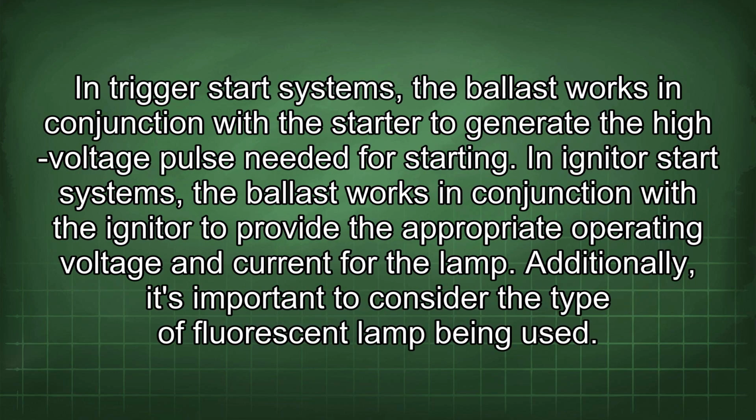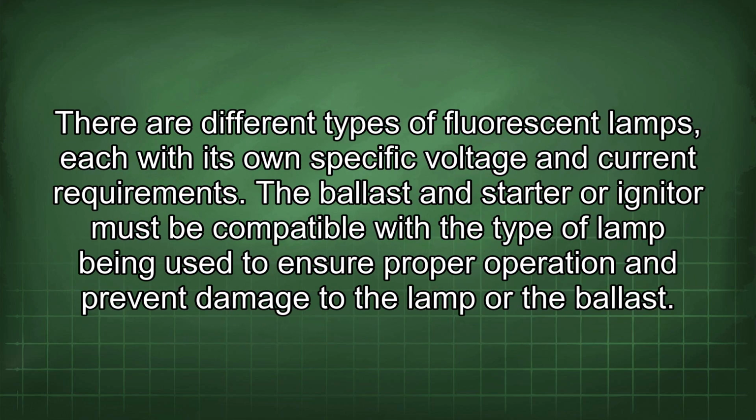In trigger start systems, the ballast works in conjunction with the starter to generate the high voltage pulse needed for starting. In igniter start systems, the ballast works in conjunction with the igniter to provide the appropriate operating voltage and current for the lamp. Additionally, it's important to consider the type of fluorescent lamp being used. There are different types of fluorescent lamps, each with its own specific voltage and current requirements. The ballast and starter or igniter must be compatible with the type of lamp being used to ensure proper operation and prevent damage to the lamp or the ballast.